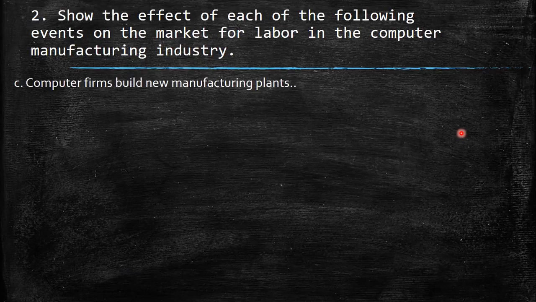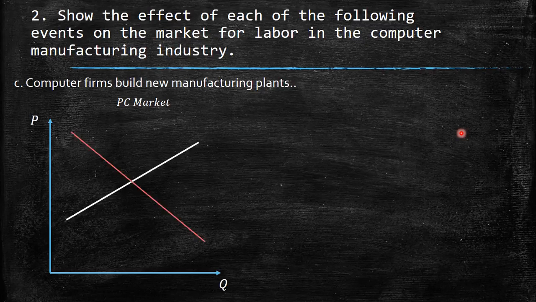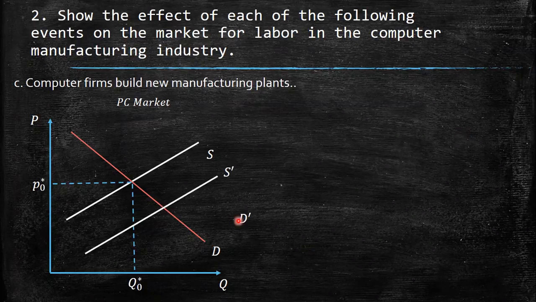Then the computer firms build new manufacturing plants. So here we are in the PC market, in the demand and supply curve initial situation. Because computer firms build new manufacturing plants, it goes immediately to the supply side. Here, I'm sorry, this is not D prime. It should be a higher supply, right? So then here you will face lower prices and higher quantities due to this change of technology.